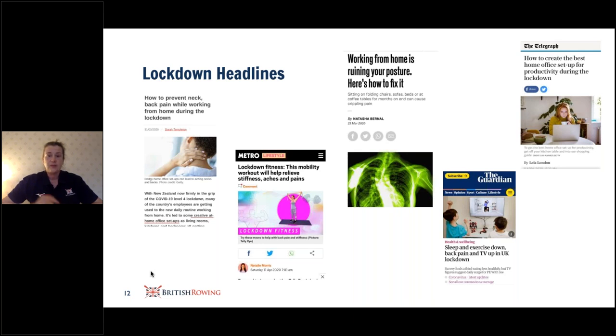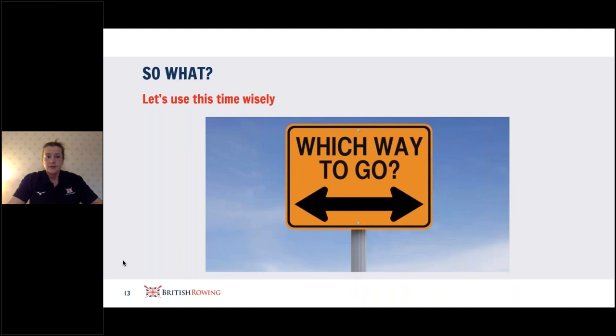So what can we do to make sure that we're supporting ourselves and our athletes to be able to keep on top of that? Let's use this time wisely. It's not an ideal opportunity, but it is an opportunity to really get back to basics. It could go one of two ways. There are really small things that can make a difference in terms of your movement patterns. There are things that I know, as a coach, I'm nagging my athletes an awful lot to work on, and people now have that extra time to work on them.